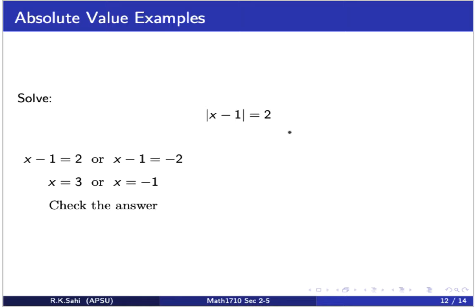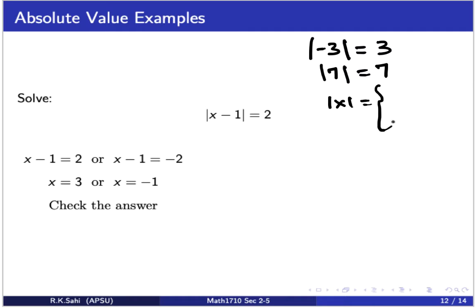Before I do this one, I just want to have a little recap of the things we know about absolute value. Remember that the absolute value of a negative number always gives us a positive answer. Suppose we have a positive number, the absolute value will always be positive. And if you can recall the definition, the absolute value of x is x when x is greater than or equal to 0, and minus x when x is less than 0.